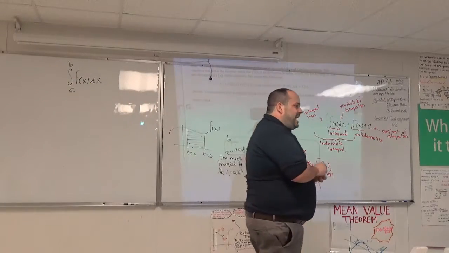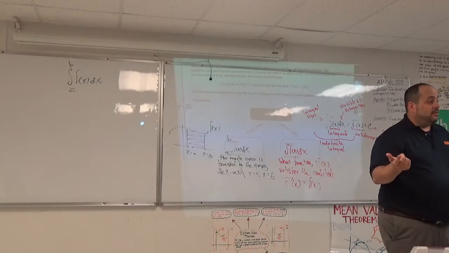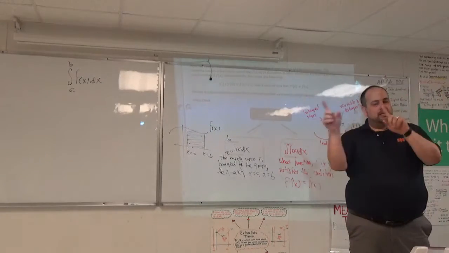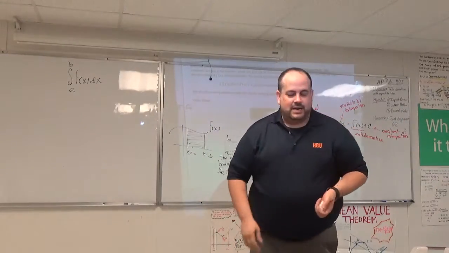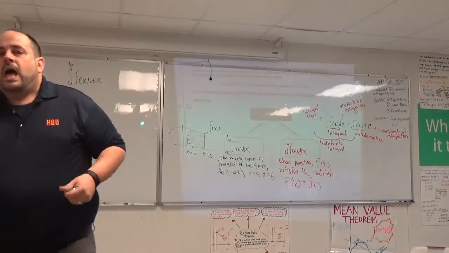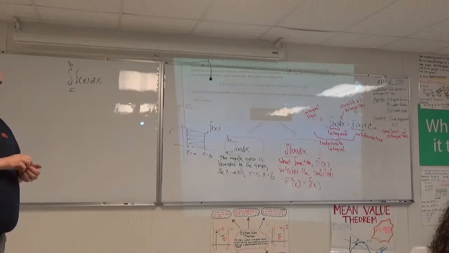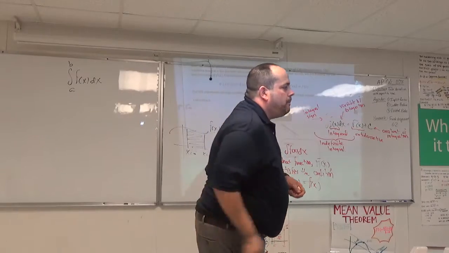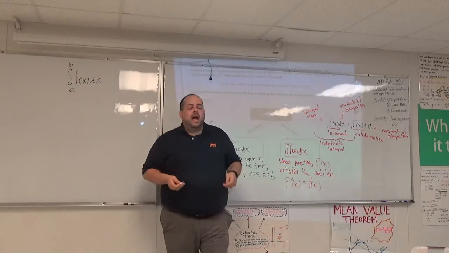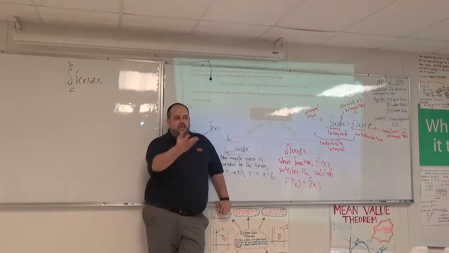I might say, hey, what's the product rule? The derivative of the first times the second plus the first times the derivative of the second. We also learned the quotient rule. Low D high minus high D low, over low squared. What's the derivative of tangent of x? Secant squared of x.